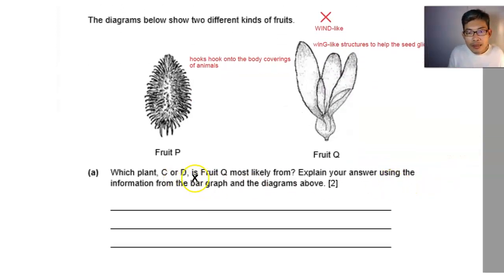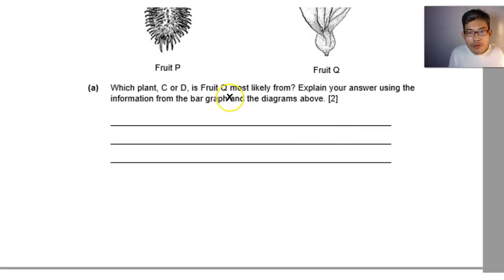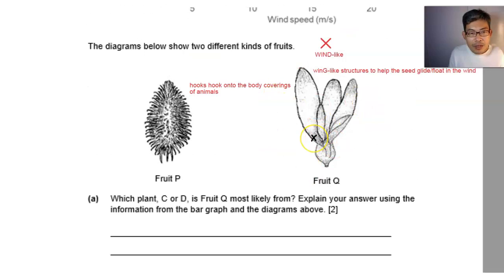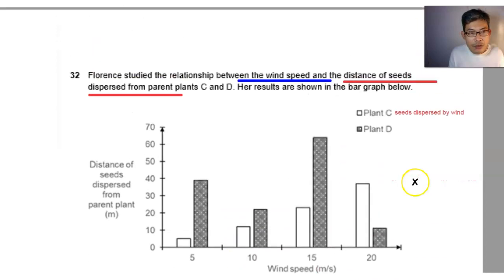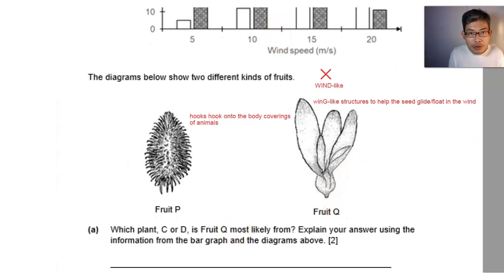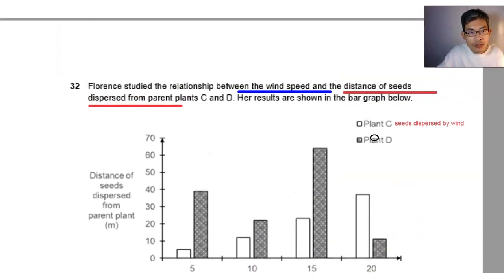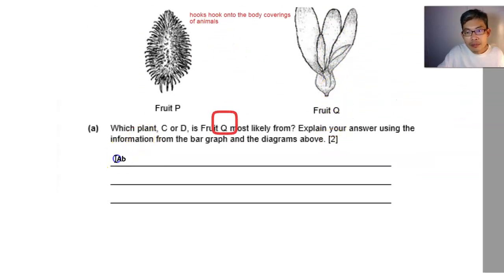So which plant, C or D, is fruit Q most likely from? The confusing part for some of you could be that there are so many letters. There's P, there's Q, there's C, there's D. Just make sure you match them properly. So the question asks for fruit Q, right? This one is a wing-like structure, dispersed by wind. So it should be here. This is for plant Q. So the claim will be for plant C. Let's get the answer out first, the claim.